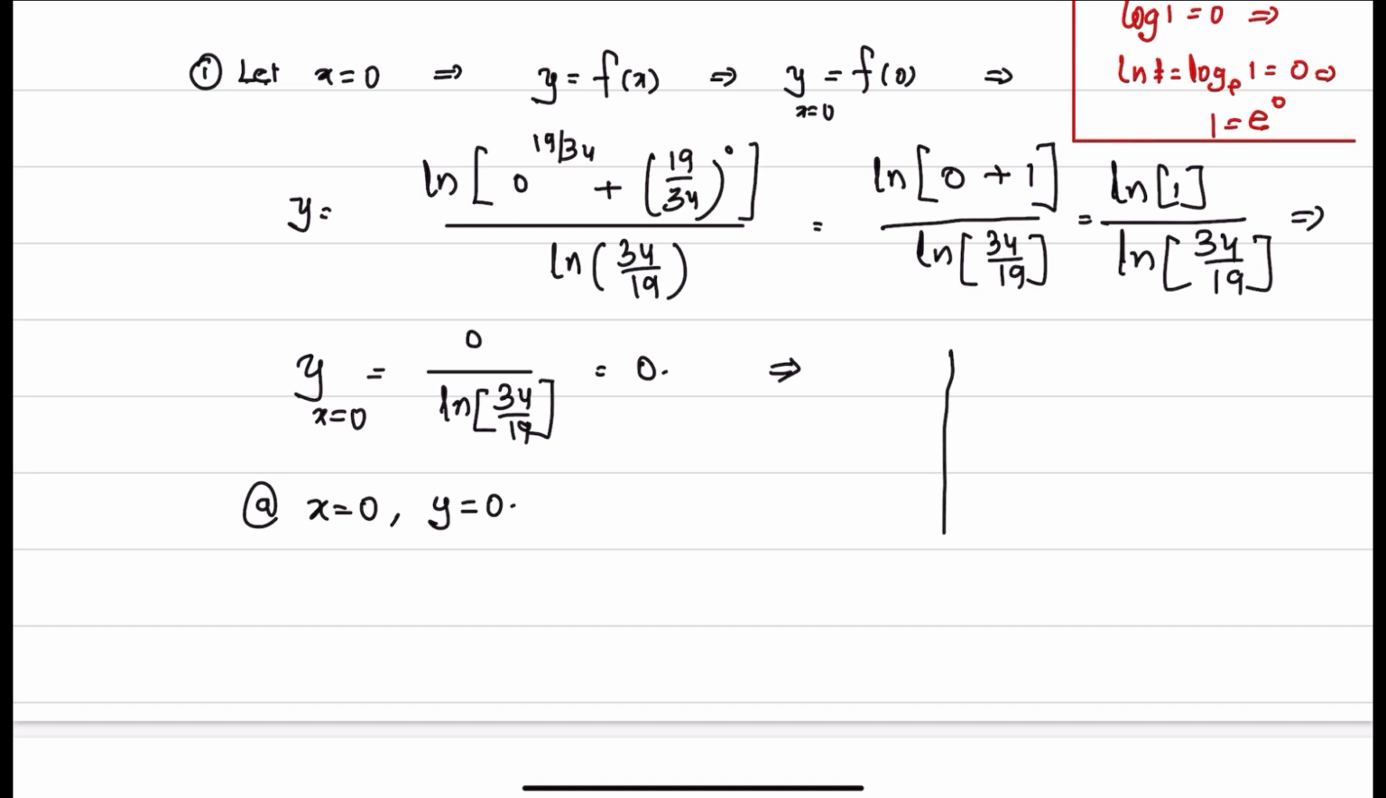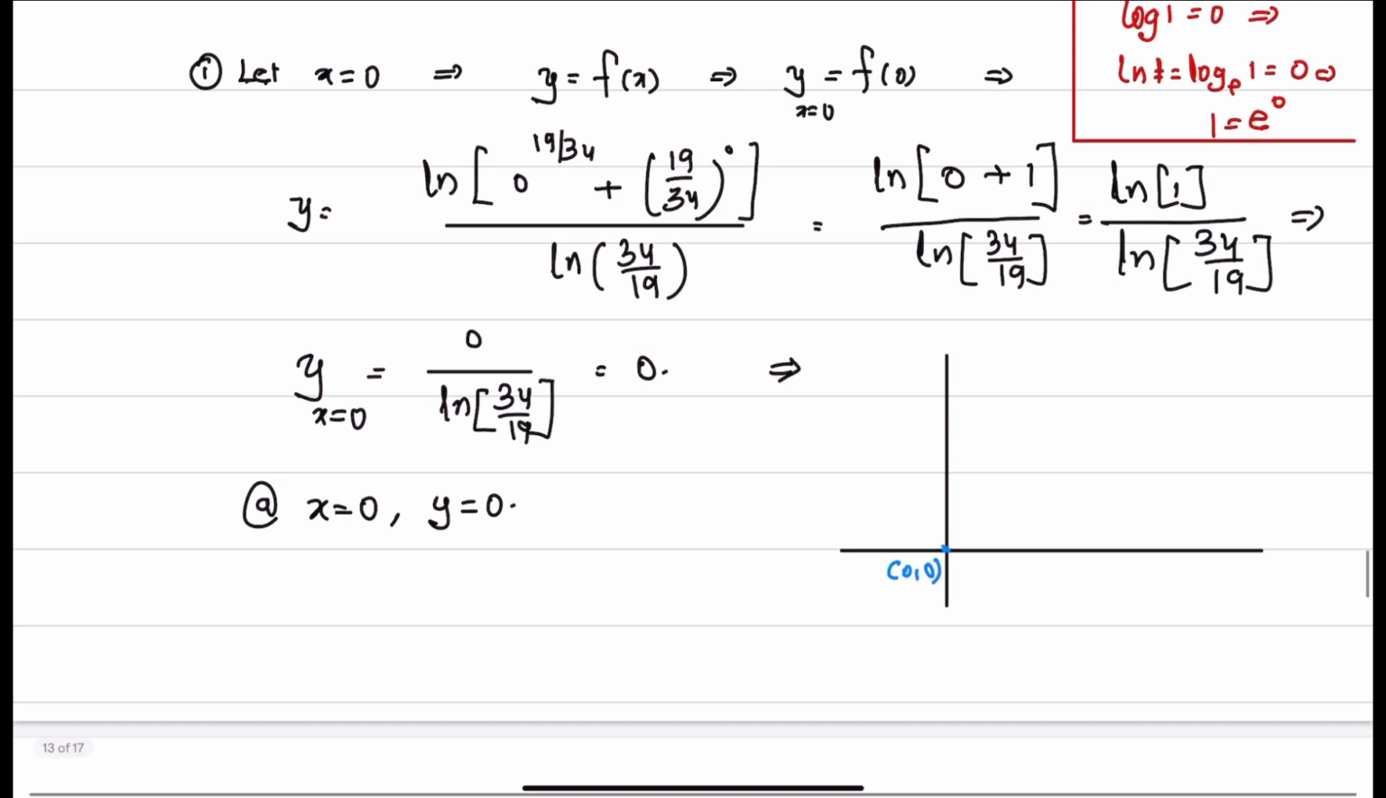Let us draw like this. We are not yet sure of the shape of the curve, but we are sure that it passes through the origin. Let us say it's an exponential curve, it's only an assumption. Don't take it as a final answer. We'll go further. What happens at x is equal to 0? y is equal to 0.